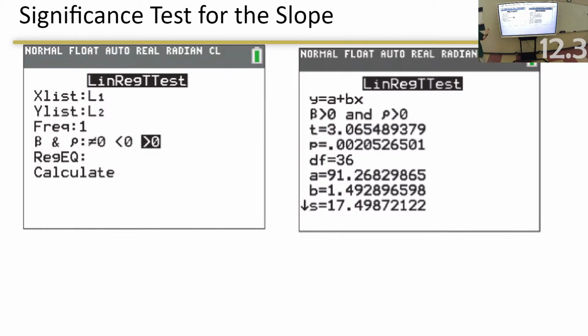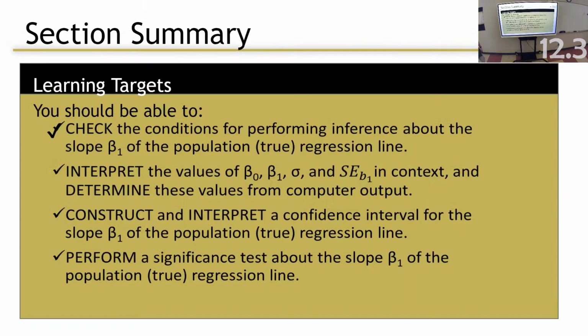I'm not giving you one of these on your open response. It's going to be chi-squareds. There's going to be 2 chi-squareds. Hopefully you can check those conditions. Again, those conditions are only going to be on your homework tonight. You won't see those anywhere else.